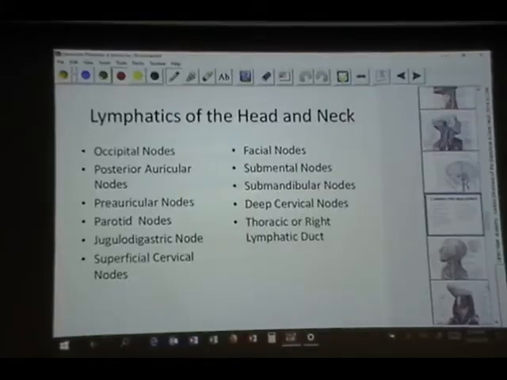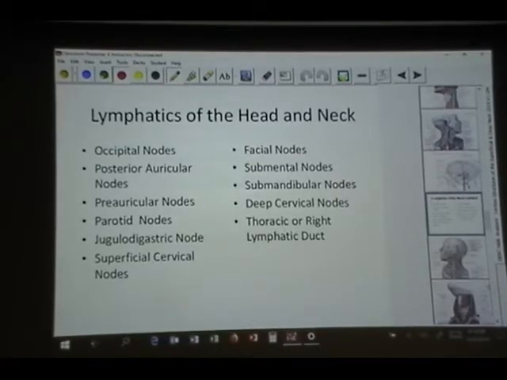Let's talk about the last part of the vascular system, and that is this reticuloendothelial type apparatus called lymphatics. So, arteries do what?